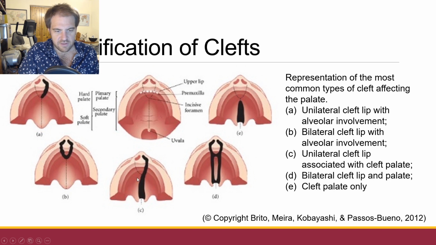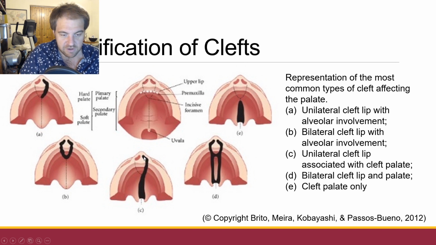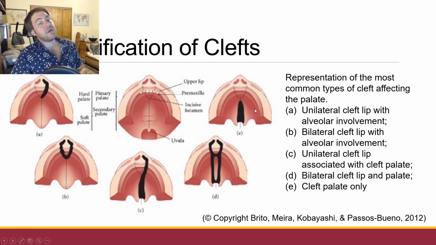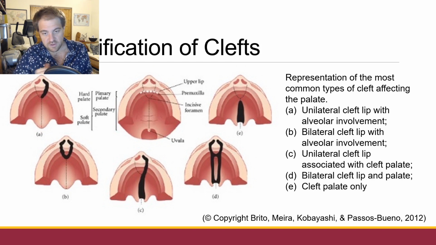So moving on, then this one, we've got, again, a unilateral cleft lip, but now we're moving into having some palatal involvement here. So this is actually going to be like a cleft palate, like you would think about it, right? So unilateral cleft lip with palatal involvement is C. D is going to be bilateral cleft lip with palatal involvement. And then E is an interesting one, cleft palate only, which you can have.